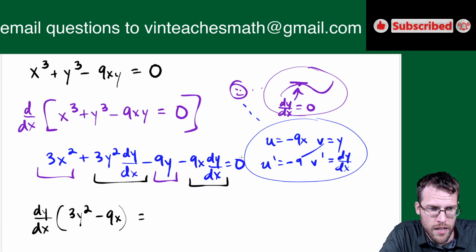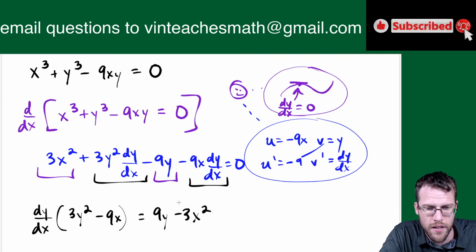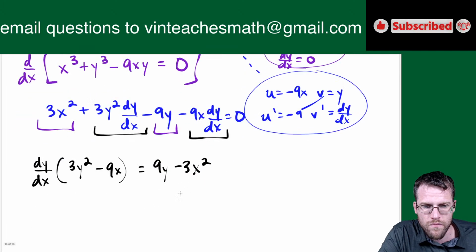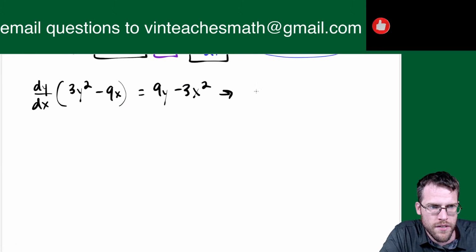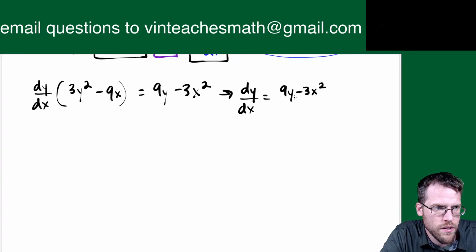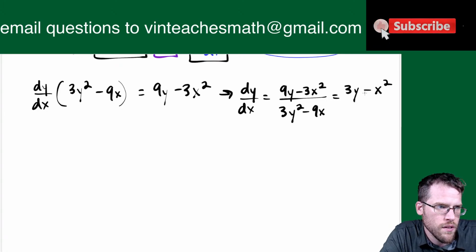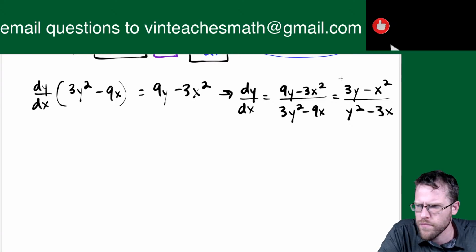But then we add 9y to the right side and we subtract 3x squared on the other side. So then what you're going to get from here is that dy dx equals 9y minus 3x squared over 3y squared minus 9x. And then you divide all of those by 3. You're going to get 3y minus x squared over, divide by 3, you get y squared, and divide this by 3, you get minus 3x. So just simplify. Just makes life easier.